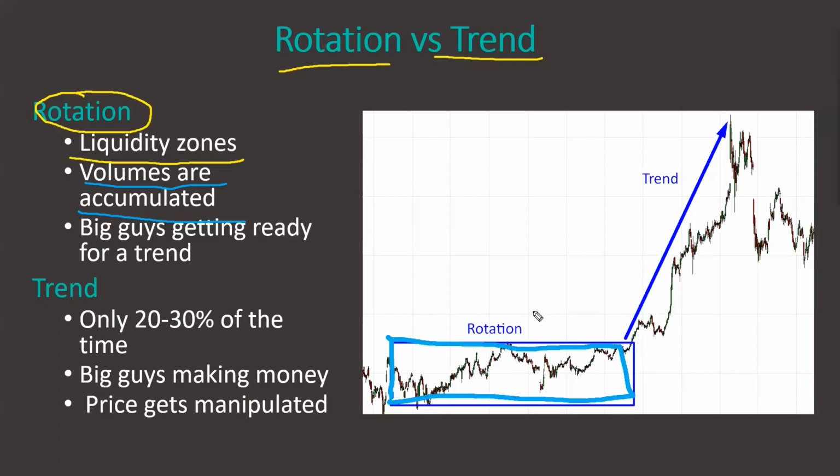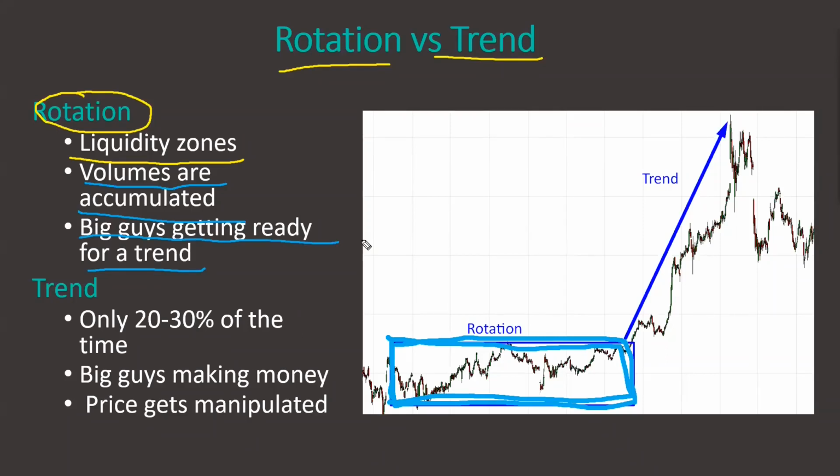And the reason for that is that big trading institutions who move and manipulate prices have insane amounts of money they trade, and they need to allocate that money into markets, right? And they need to do it slowly, unnoticed, so they don't move the market too soon. So the rotation is a place where those big trading institutions are accumulating their trading positions. Big guys are getting ready for a trend. And that's why rotation is super important.